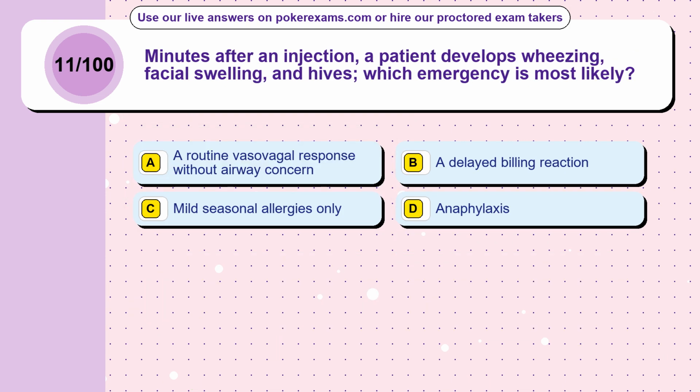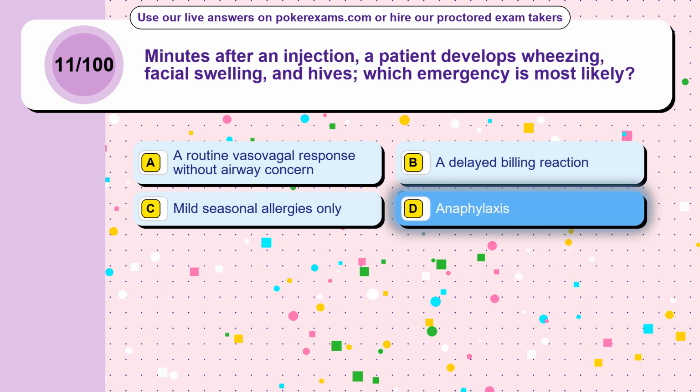Question 11. Minutes after an injection, a patient develops wheezing, facial swelling, and hives. Which emergency is most likely? Option A. A routine vasovagal response without airway concern. Option B. A delayed billing reaction. Option C. Mild seasonal allergies only. Option D. Anaphylaxis. The correct answer is option D.